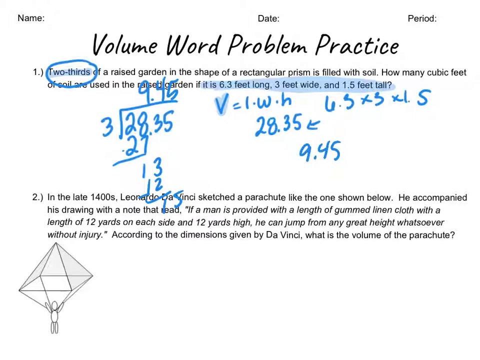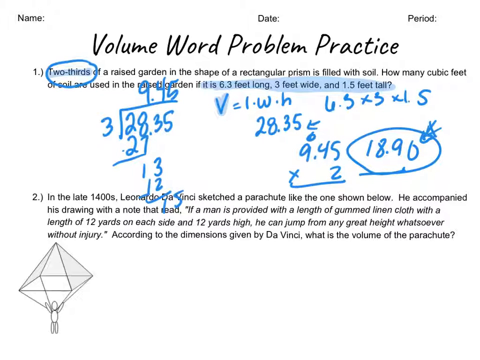9.45 is 1/3 full. Does that make sense? So how can I get 2/3? Well, I could double it. I think it's 18.9. So 18.9 is my answer. Okay, that's pretty good. Let's look at number 2.